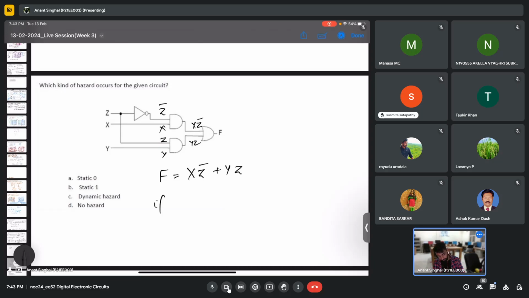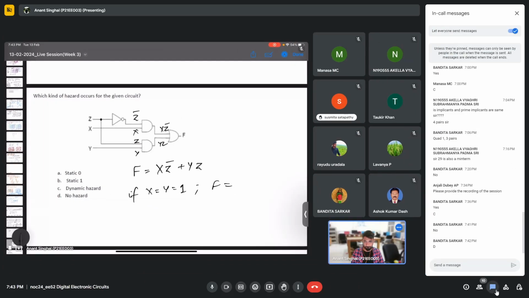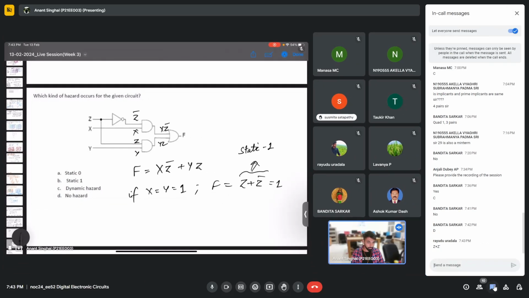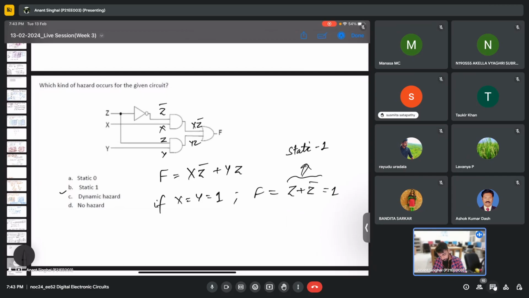So let's say X is equal to Y is equal to 1. So what will be F? Can you tell quickly? So it will be Z plus Z complement. That will be 1, but we have a static 1 hazard, right? Is the doubt clear? Musa has said D. The answer will be static 1, that is B. Is it clear?